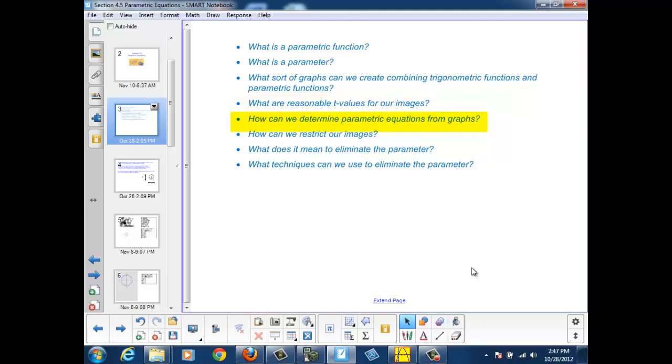How can we determine parametric equations from graphs? How can we restrict our images? What does it mean to eliminate the parameter? What techniques can we use to eliminate the parameter?